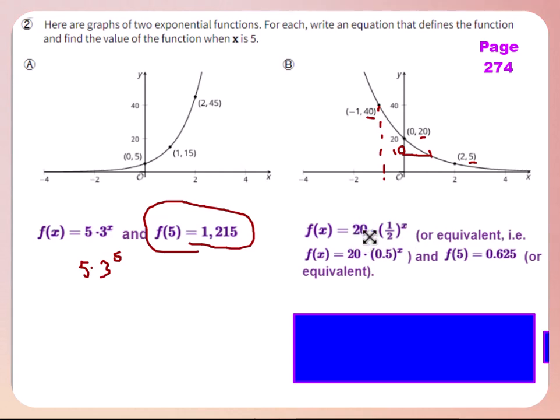So 20 is our initial amount times 1/2 raised to the power of x. Or you can write 1/2 as 0.5. All right, replace the exponent with 5. Put this in your calculator. So 1/2 to the 5th power times 20 is 0.625.